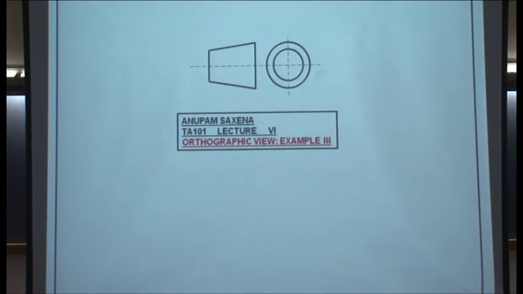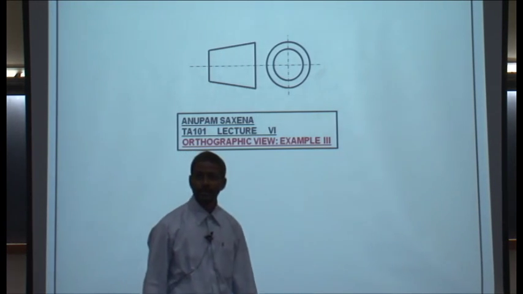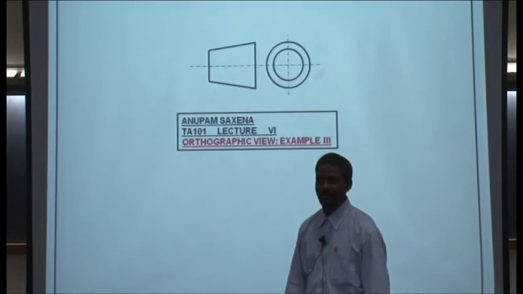If I were to draw the orthographic projections of this, how many views will I use? 2, 3, 1, 2. Why not 3? The third is the same as the second.